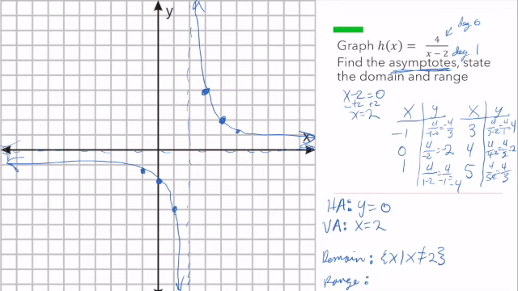Now I just want to double check to make sure I've answered this question properly. It says to graph my equation, which I've done. I found my asymptotes. I stated what they were. I stated my domain, and I stated my range. So I have fully answered this question. I didn't want to miss anything.